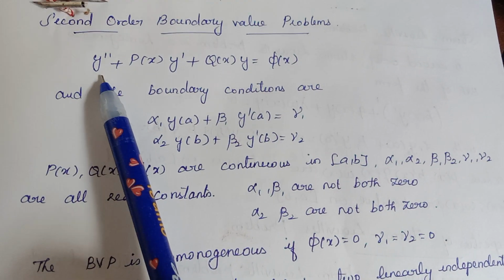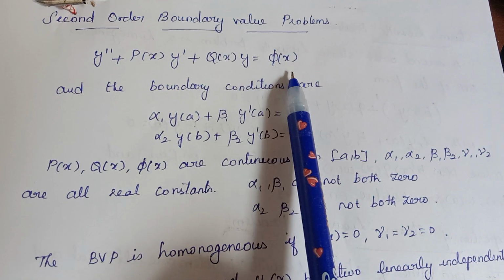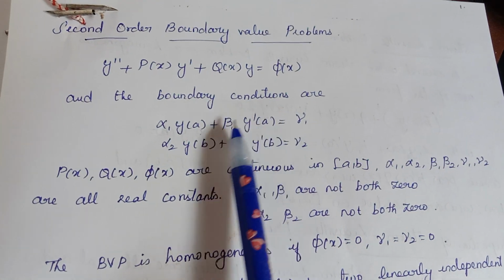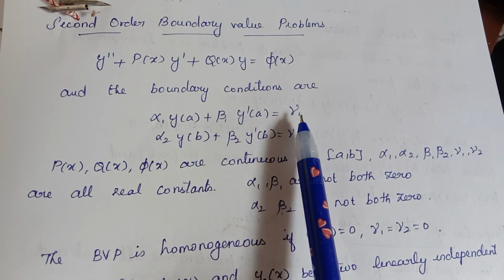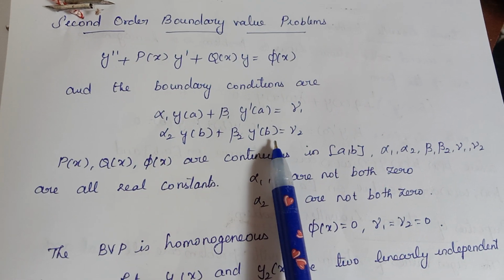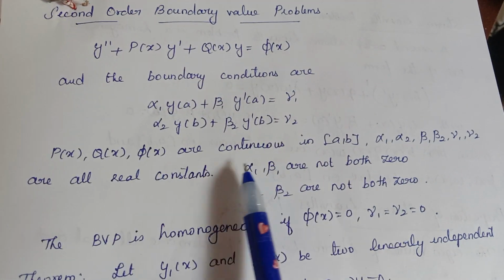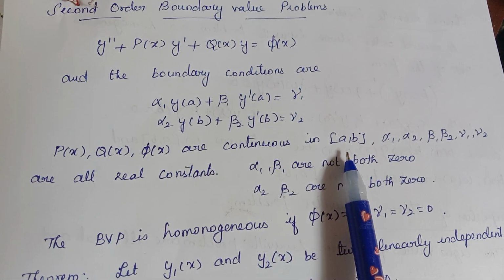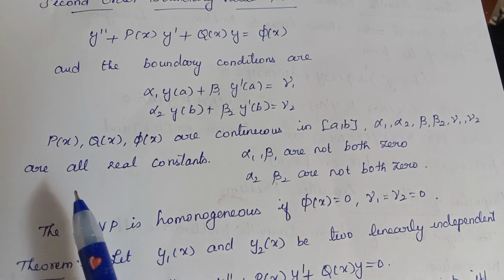An equation of the type y double dash plus p of x into y dash plus q of x into y equal to phi of x, along with the boundary conditions alpha 1 into y of a plus beta 1 into y dash of a equal to gamma 1, alpha 2 into y of b plus beta 2 into y dash of b equal to gamma 2, where p, q, phi are all continuous functions in the interval a to b.